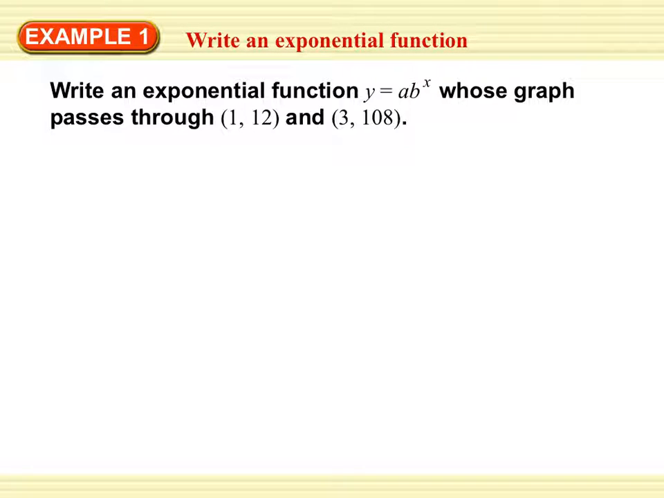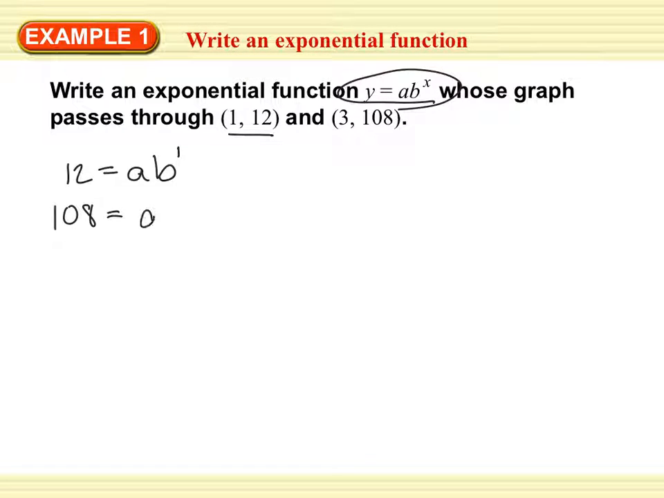All right, so let's get into our new lesson. Write an exponential function, y equals ab to the x, whose graph passes through those 2 points. So first of all, we're going to substitute the coordinates of the 2 given points into y equals ab to the x. So we have the values. Let's do the first one. For (x, y), I have 12 equals ab to the first power. Then I have 108 equals ab to the third power, right?